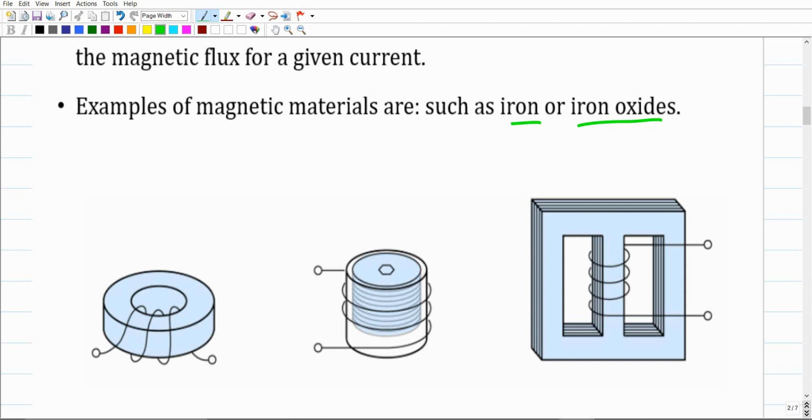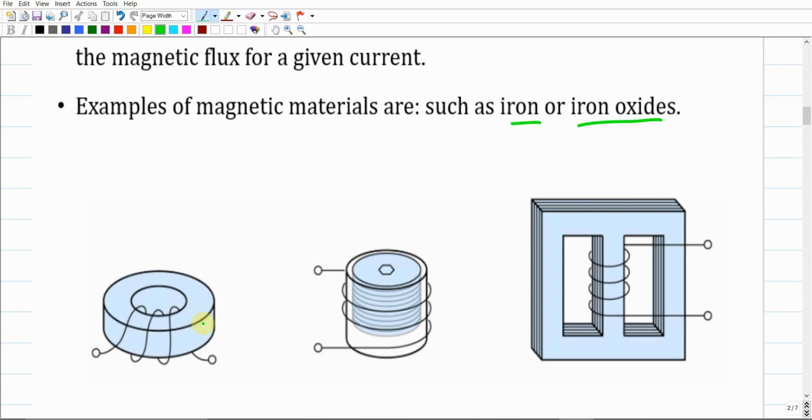magnetic fields. Like iron, as I said, or iron oxide. Like a magnet, the iron can be attracted to a magnet. So we're going to say that this is a magnetic material, and the most common type of magnetic material is iron for sure. That's why iron and iron oxides are the most common materials used for making inductors.